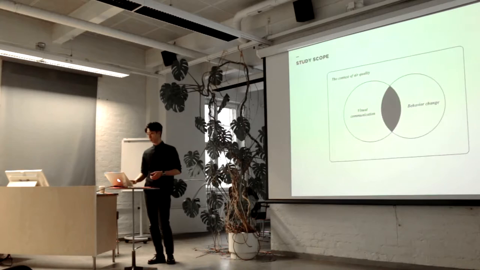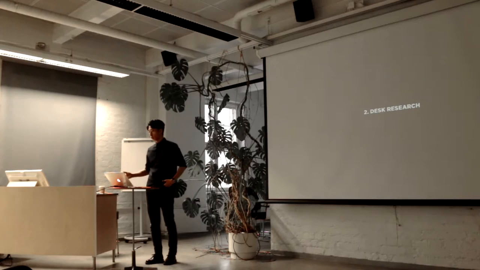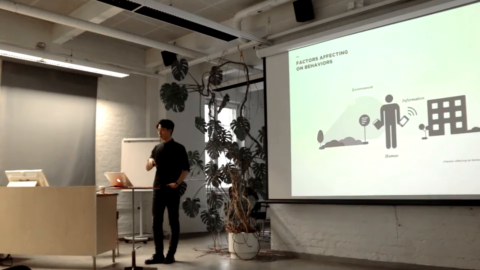So to bring those questions and experience into this study, I defined the study scope: finding the connections between visual communication design and behavior change in the context of air quality. To get a holistic understanding of human behavior and visual perception, I conducted desk research in the beginning. So there are three entities affecting our behaviors: human, information, and our environment.